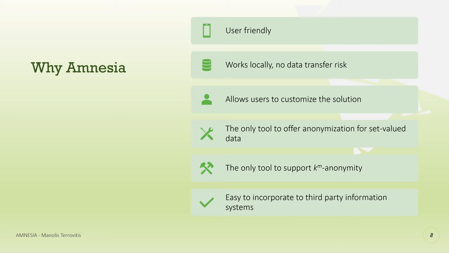We do offer algorithms for complicated data, like set-valued data. These are records that have a collection of arbitrary length of events or attributes, like the bill from a retail store. And we have a special form of k-anonymity for that, km-anonymity, and we're the only tool that does that. And finally, Amnesia, you can use it as a completely standalone application with the user-friendly interface, but you can also use just the backend engine through a REST API. This is very useful if you're developing your own information system and you just want to incorporate the anonymization engine of Amnesia through your own interface.